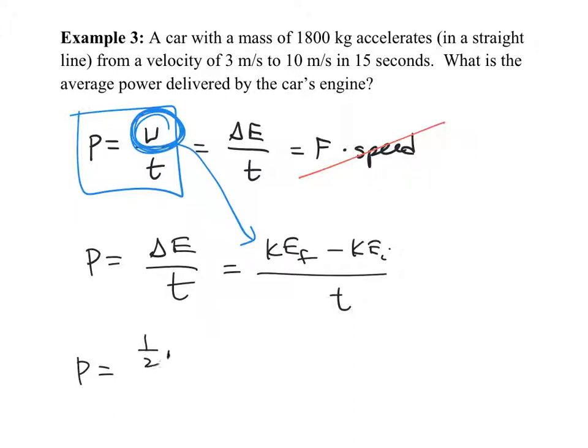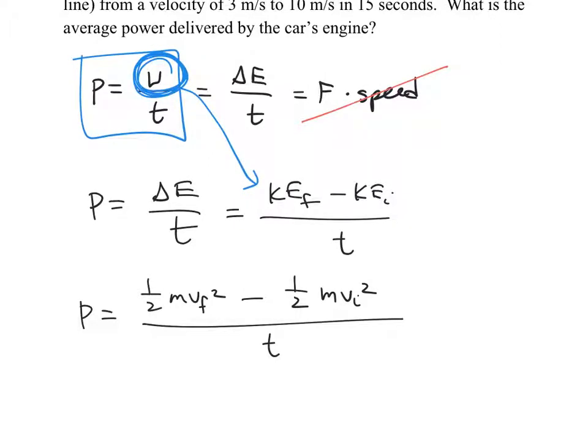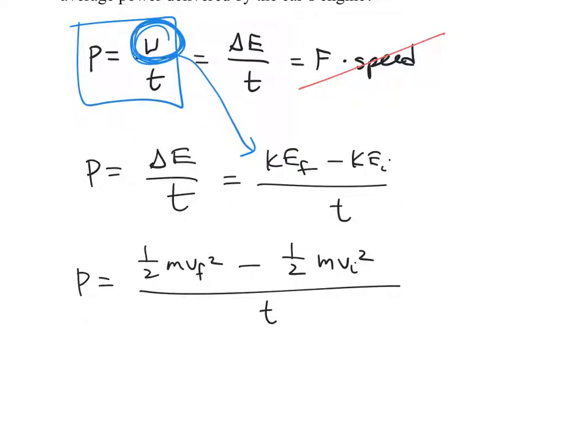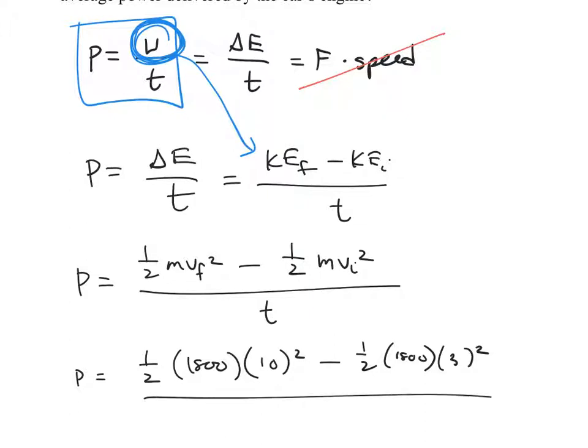And then we just go through the problem. Kinetic energy at the end is 1/2 m v_f squared. Kinetic energy in the beginning is 1/2 m v_i squared, all over the time period it takes. At this point, it's just plug and chug, right? 1/2, the mass itself is 1800, times the final velocity squared, which is 10, minus half, 1800, 3 squared, all over the time period of 15 seconds.